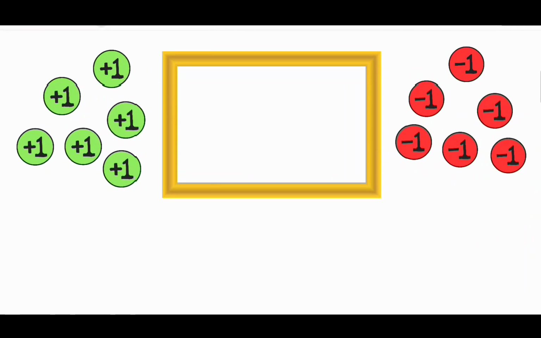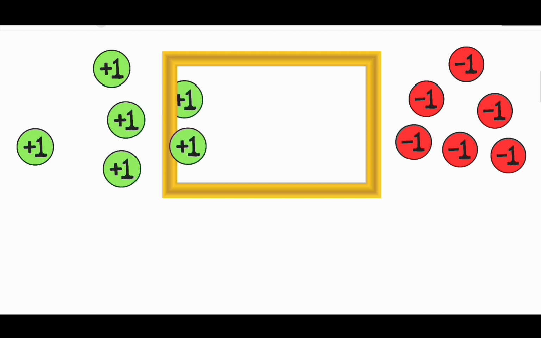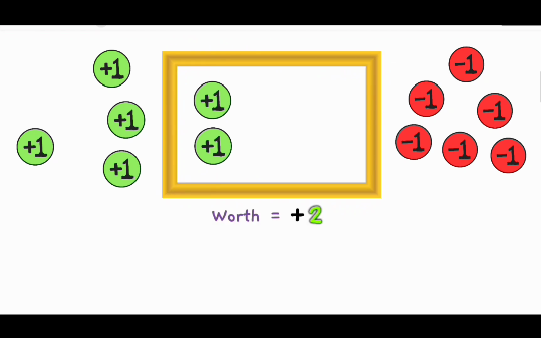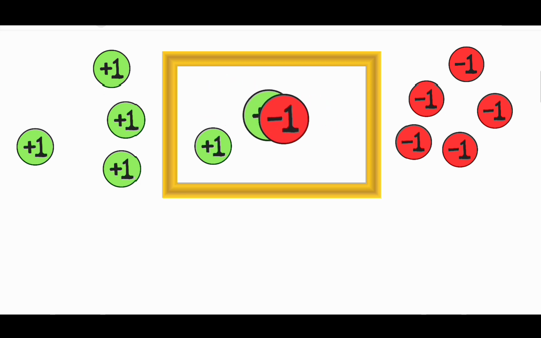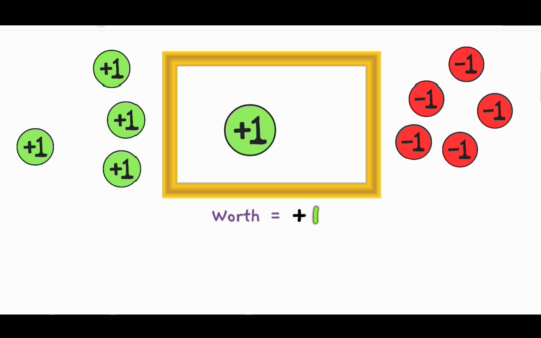Here, as you can see, there are two colors of balls. Every green ball represents positive 1 and every red ball represents negative 1. Let's say I add two green balls into the box. So my box is worth 2 at this moment. And if I add one red ball, as we know positive 1 and negative 1 are opposite to each other, we can cancel them out. So my box right now is worth positive 1.